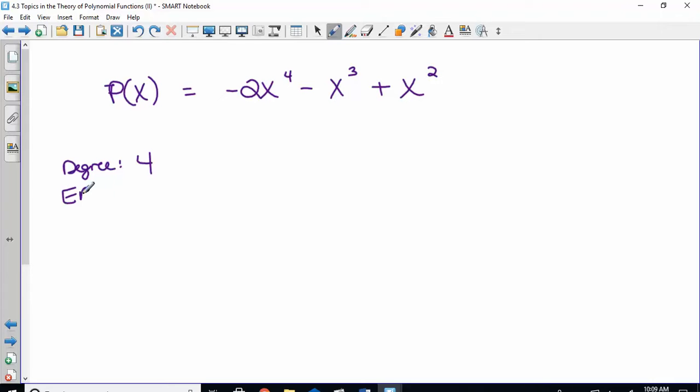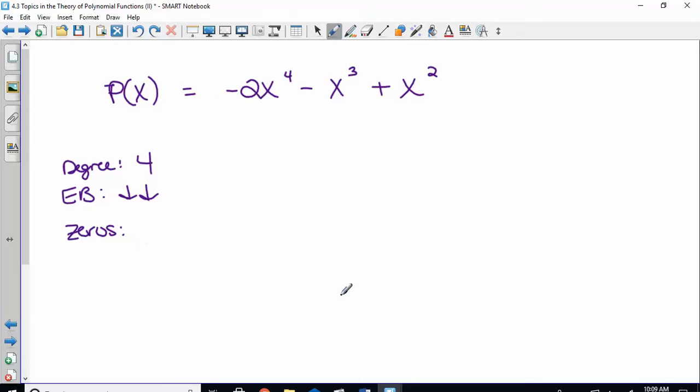Okay, so end behavior should be what? Up, up. Even degree means the answer goes the same way, so up, up. But there's a negative, so it flips it, so it's down, down.